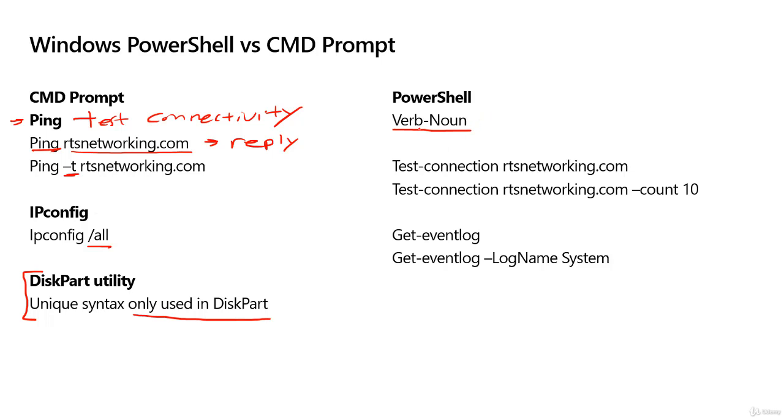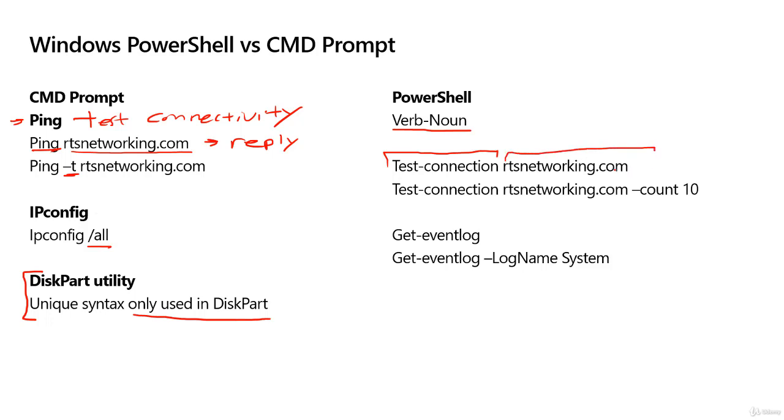But we just know it's always going to be a verb, like test, get, enable, disable, set, then a noun, the thing that you actually want to manage. If I wanted to ping, the equivalent of ping in PowerShell, verb-noun, Test-Connection is our verb-noun and the name of the thing that you actually want to ping.